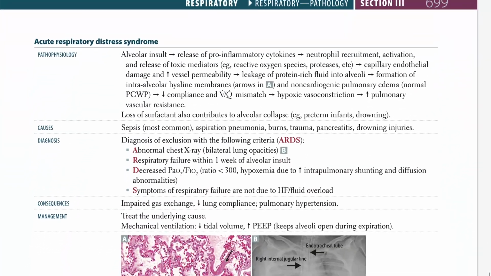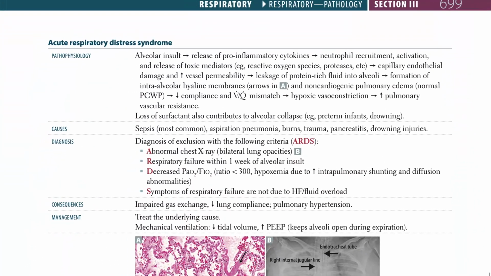And that's all for this thing. Moving on to the next one. What do we have? We have acute respiratory distress syndrome, right? Acute respiratory distress syndrome. Its pathophysiology is alveolar insult, which causes release of pro-inflammatory cytokines, which causes neutrophil recruitment, activation, and release of toxic mediators like reactive oxygen species, proteases, etc.